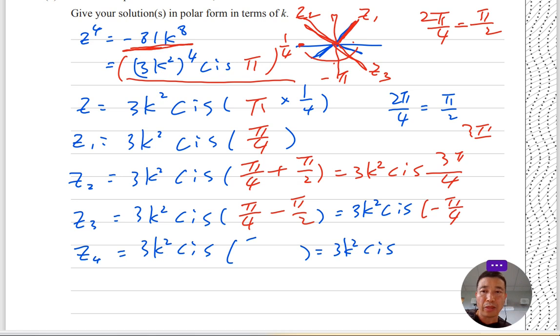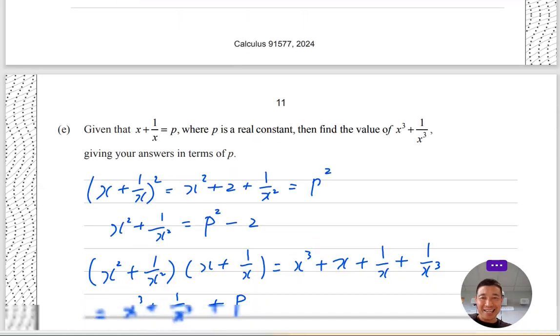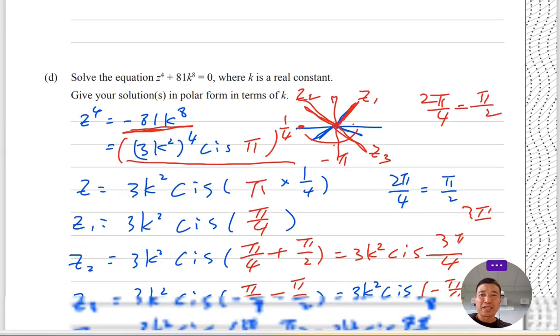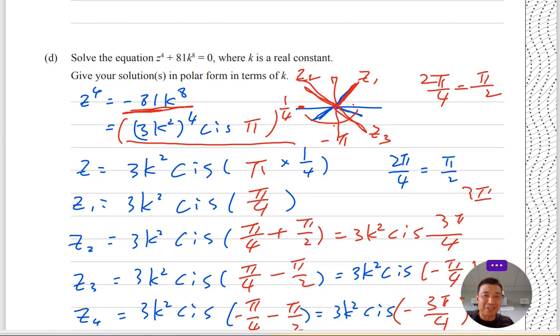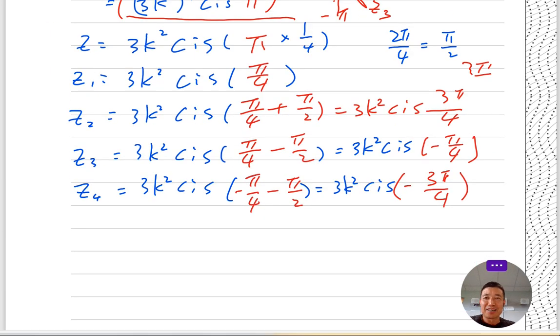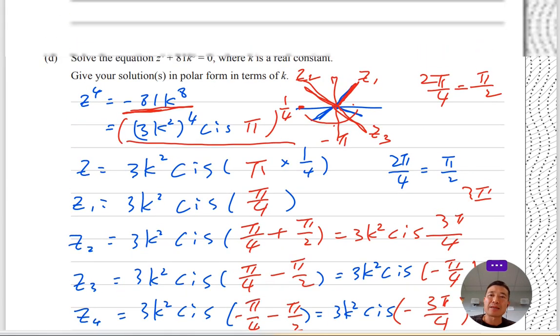So that's Z3. Z4 must be from minus pi over 4, and then you take away pi over 2 again. So that gives me minus 3 pi over 4 as the answer. All right. Is this the last? Oh, it's not the last question. Well, I admit I struggled there. Okay, I'll just summarize this.